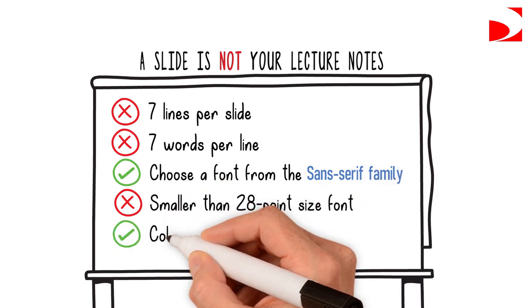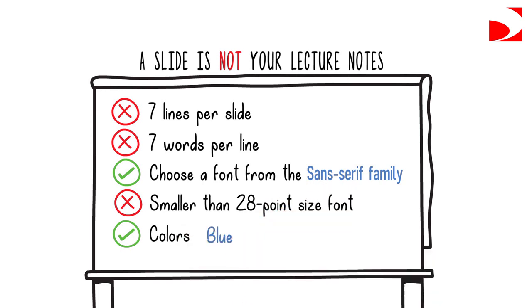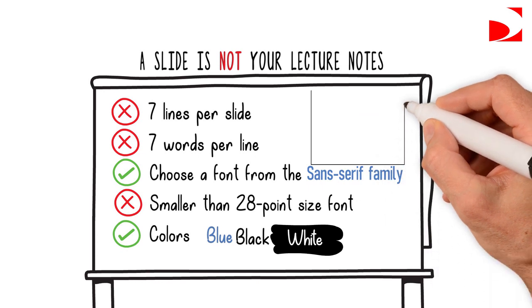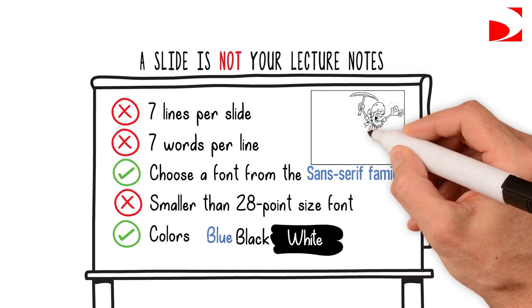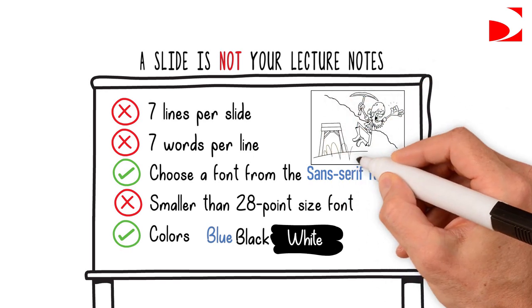You also have to think about colors. The best are blue, black, and white if you are using a dark background. And make sure to include cases and pictures to illustrate your key points. Your audience will be more likely to pay attention if you tell them stories.